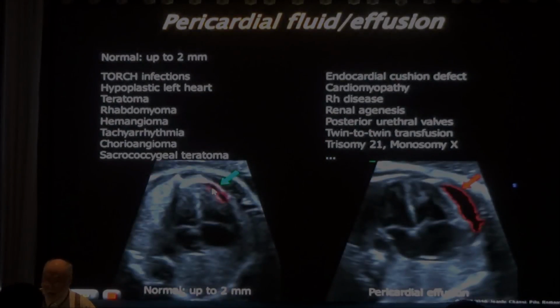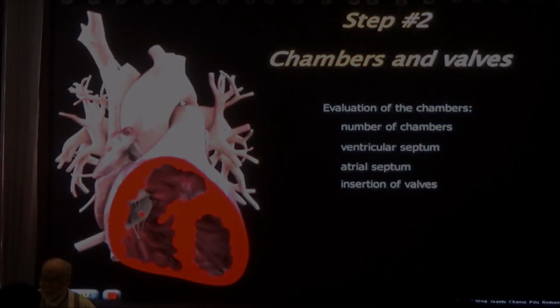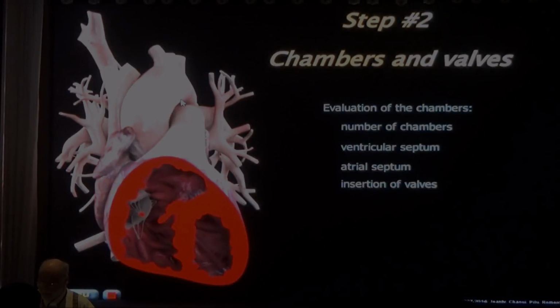If you see a black line aside of the heart, especially when it's in the AV groove, think this is a pericardial effusion or pericardial fluid. To me, up to 2 millimeters is normal. Above 2 millimeters, think of all these disorders, in particular the TORCH infections. So in step 2, we look at the chambers, how they're connected, and the septation begins. Again, nothing very difficult here.